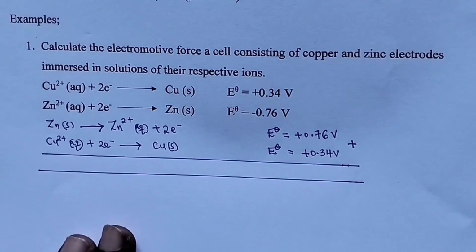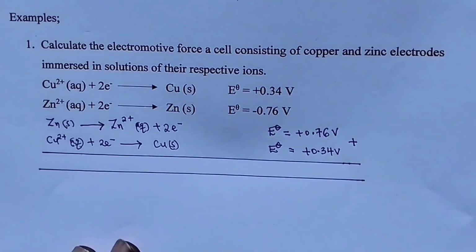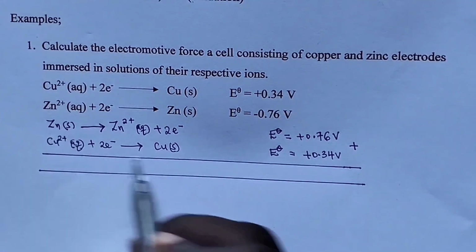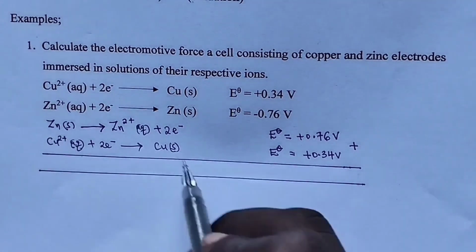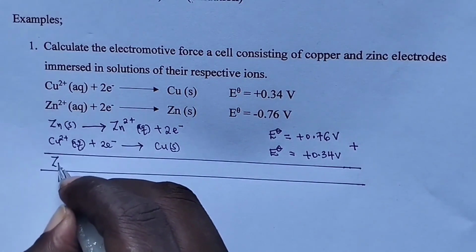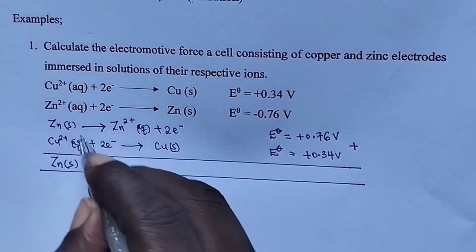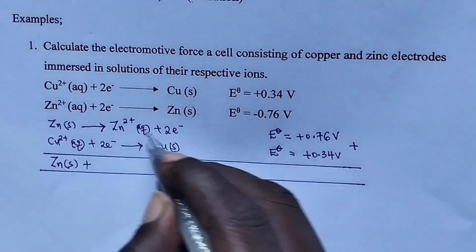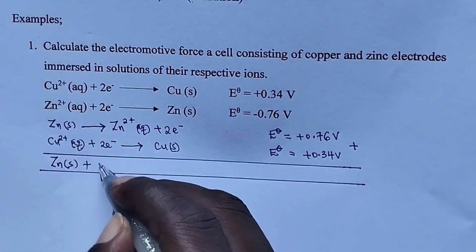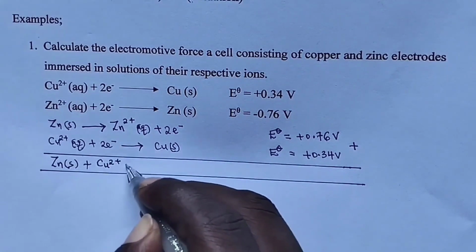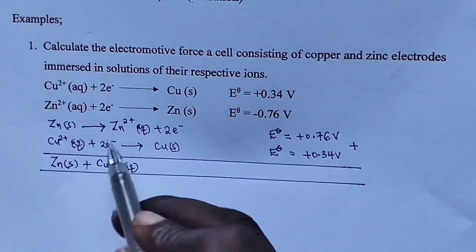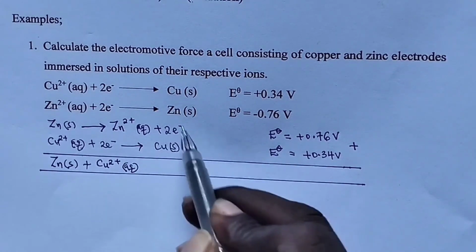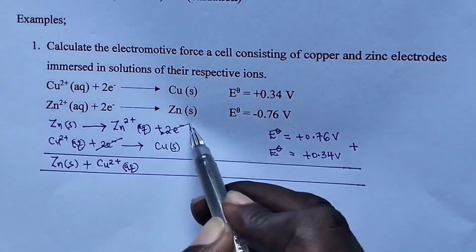We are going to add those two equations. How do we add? We check. Here we are having zinc solid. We don't have zinc solid on the product side. So we are going to write zinc solid. So we come again on this reactant side. We are having plus copper 2+ ions because we don't have copper 2+ ions on the product side. So we are going to write copper 2+ ions across. Then here we have plus 2 electrons on the reactant side, but we have plus 2 electrons on the product side. So that means this 2 electrons will cancel with that 2 electrons.